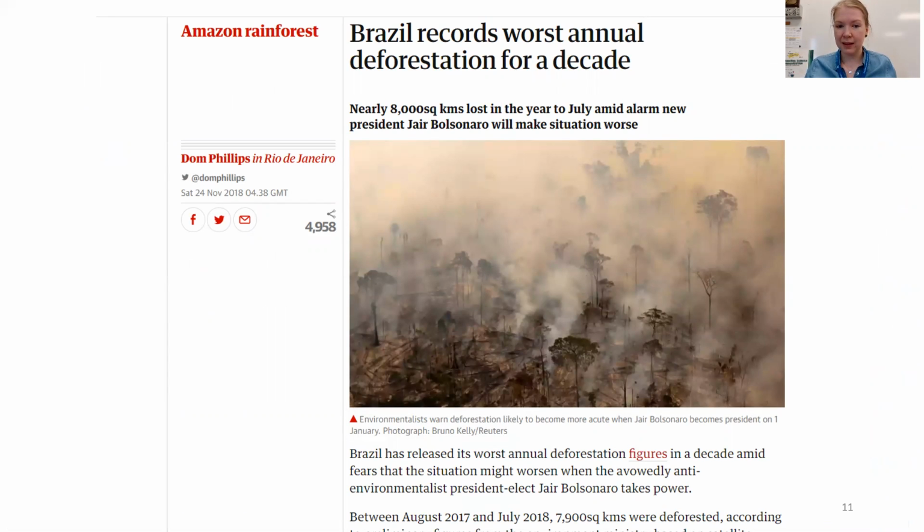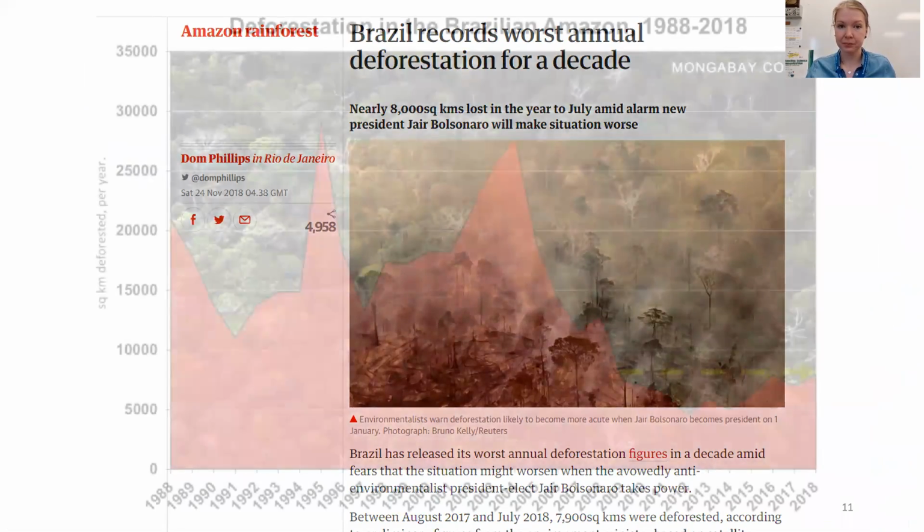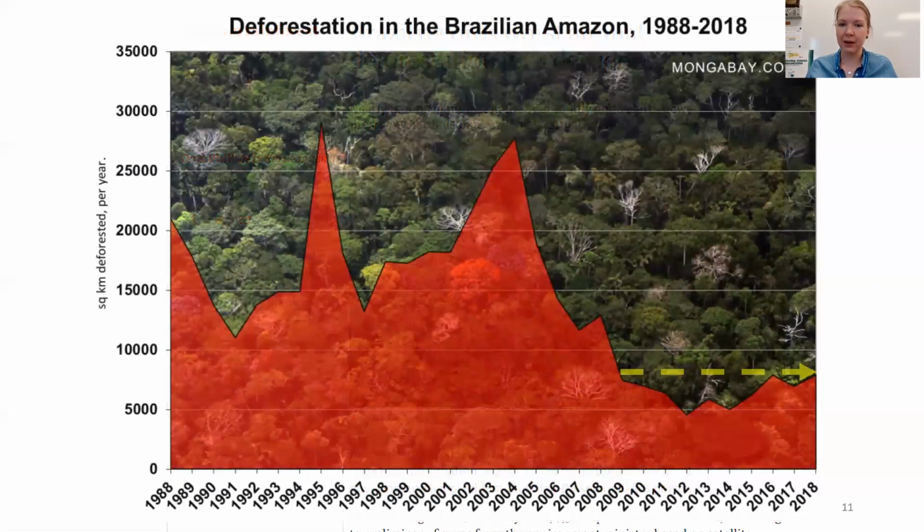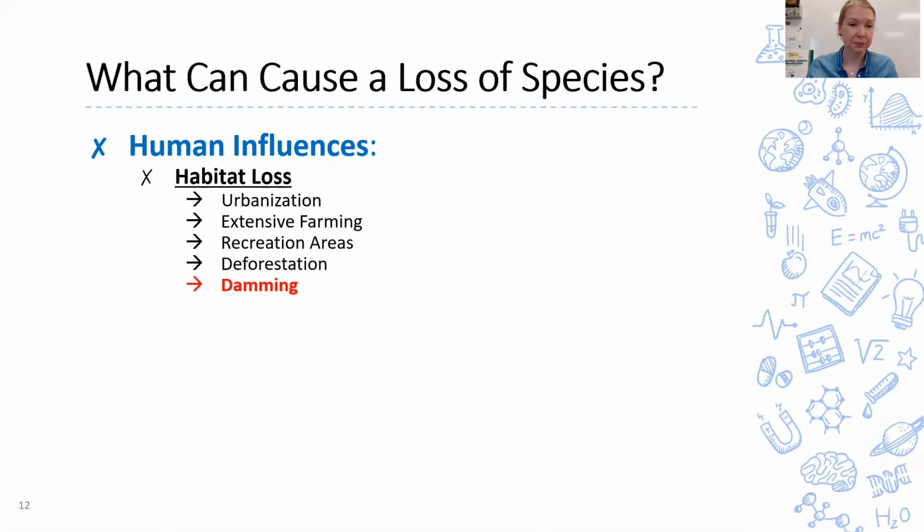In Brazil, since the recent new president was elected, we've seen an increase in deforestation rates, more so than in past decades. And it's mainly because the new president is pretty anti-environmental. So you can see in this graph here, in the past decade, we've actually seen quite a decrease in deforestation. However, in these past couple of years, we're seeing an increase. This is from 2018. It's actually gone up quite a bit in the past couple of years.